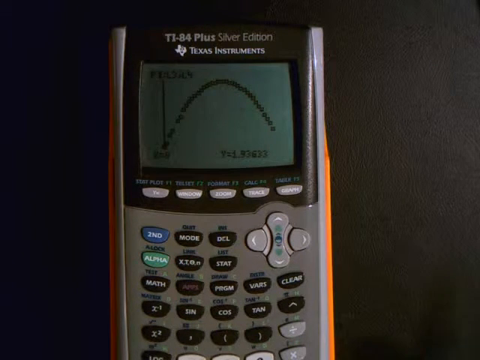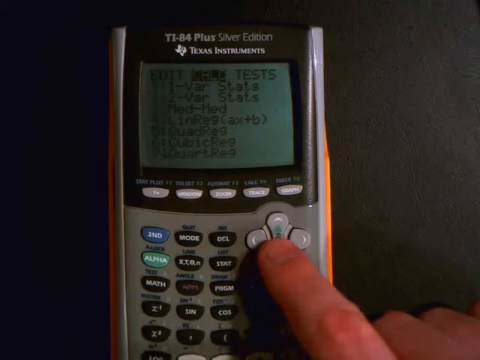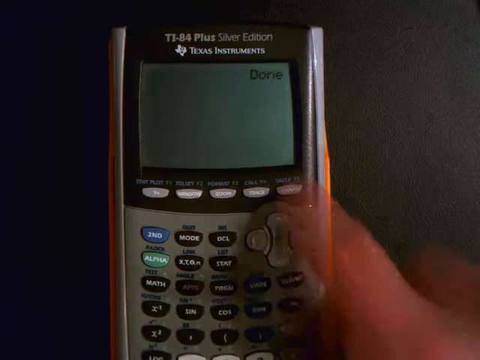And then it will ask you to find a quadratic regression. So you're going to go stat, calculate, use that quadratic regression. That'll give you an equation, and you'll answer some questions about that equation too.